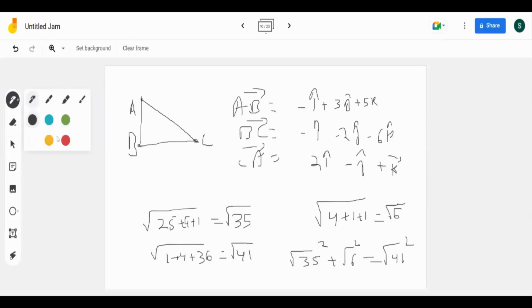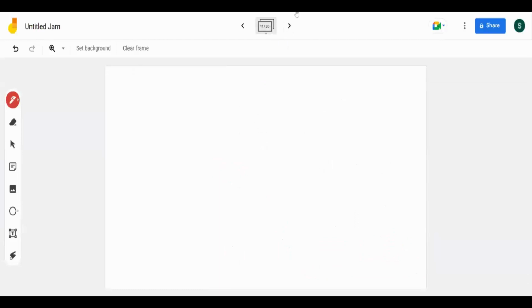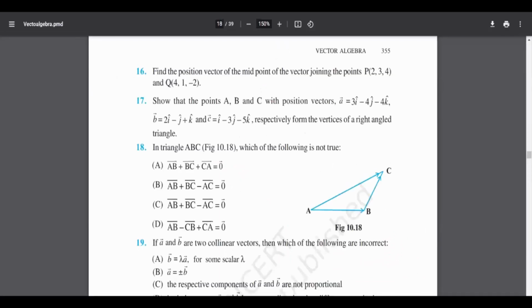This is a right angle triangle. The Pythagoras theorem is satisfied, that is a square plus b square is equal to c square, where c is the hypotenuse of the right angle triangle. So that is a and b. You can see this is the right angle. You can prove it is a right angle triangle by checking the Pythagoras theorem.